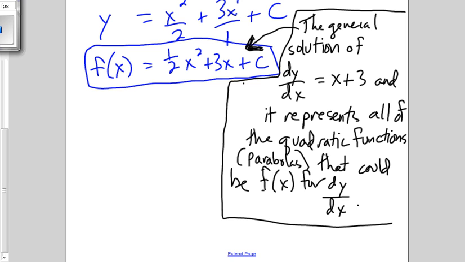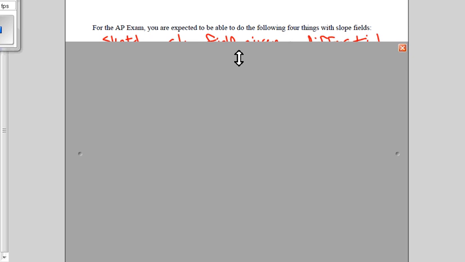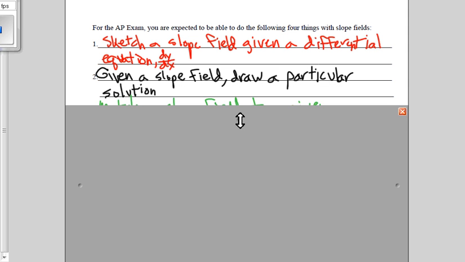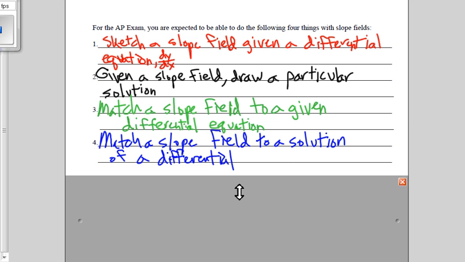There are 4 ways we're going to look at this. On the AP exam, you're expected to be able to do the following 4 things with slope fields. You're going to either sketch a slope field given a differential equation, given a slope field, draw a particular solution, match a slope field to a given differential equation, and match a slope field to a solution of a differential equation. Okay? Those are the examples we're going to have coming up. All right, I'm going to jump over to part 2. That'll be part 1.